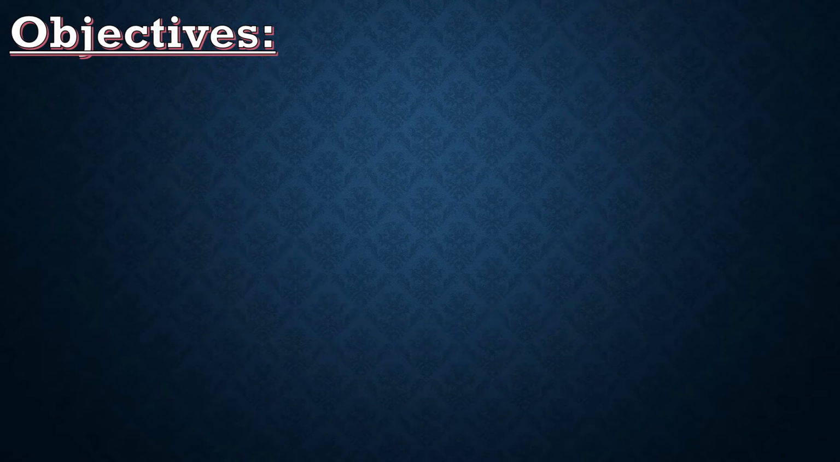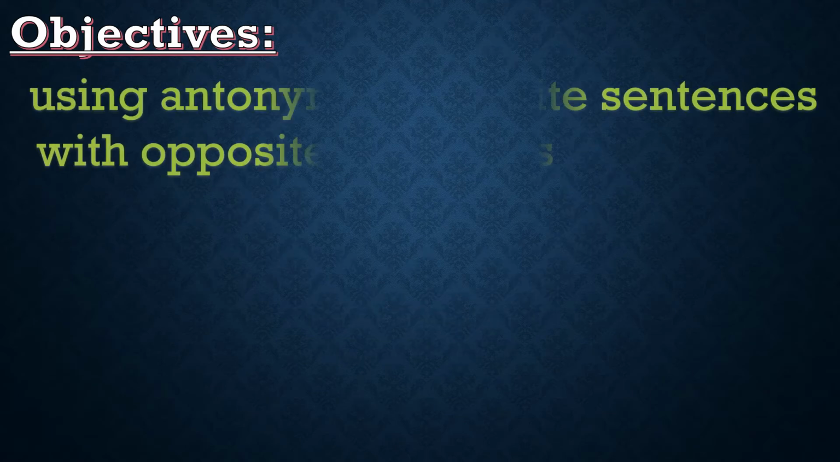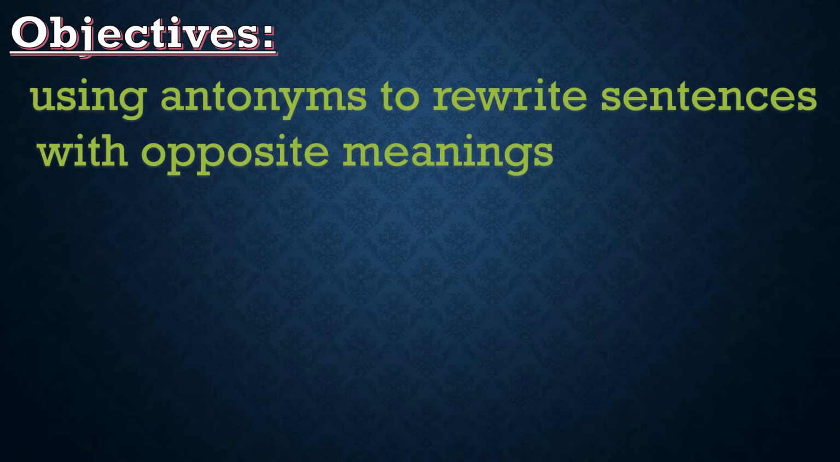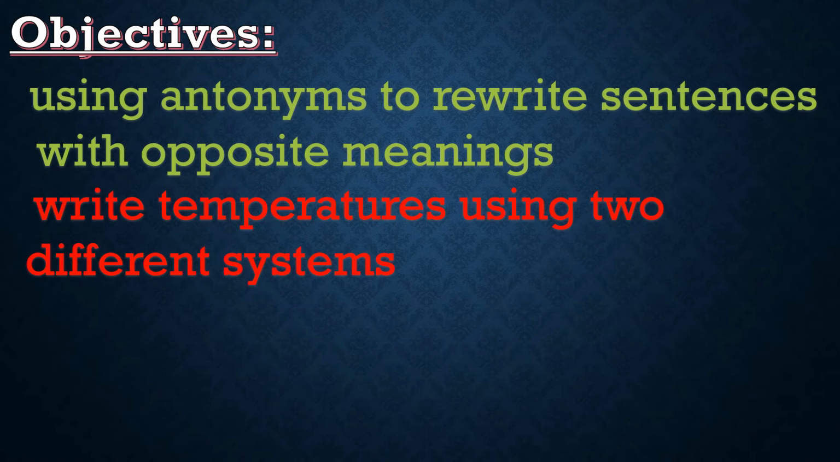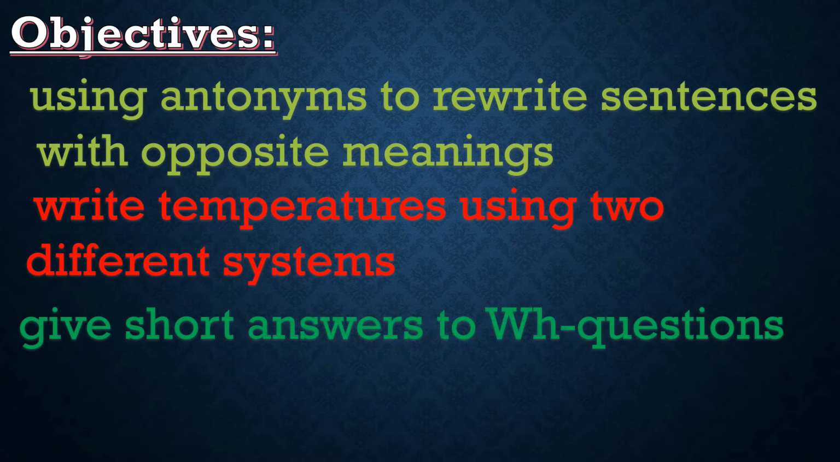Before we start the lesson, let's have a look at the objectives. Today we have 3 objectives. The first one is using antonyms to write sentences with opposite meanings. The word antonyms means a word and its opposite. The second objective is writing temperatures using 2 different systems. The third objective is giving short answers to WH questions.